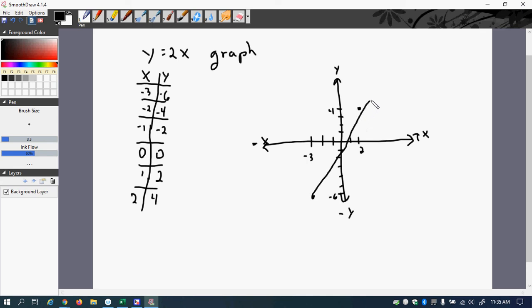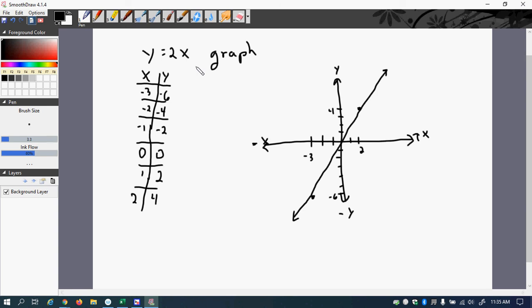Not that great. Let's see if I can back it up and try it again. This is really kind of difficult to do. I've never used a tablet before, and this is the quarter in which I'm doing it. So if anybody knows of any tips, that would be helpful. Anyway, here's my line, and so I've now graphed y equal to 2x. That's how that's done.